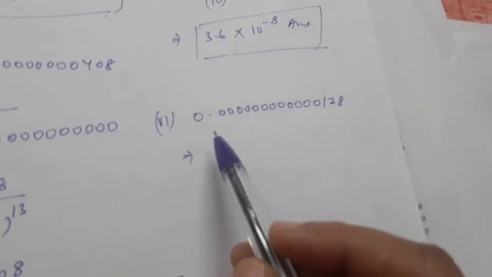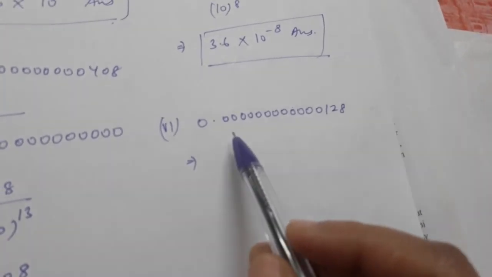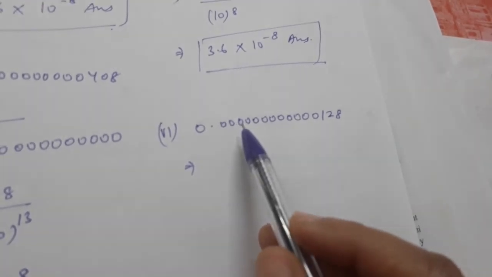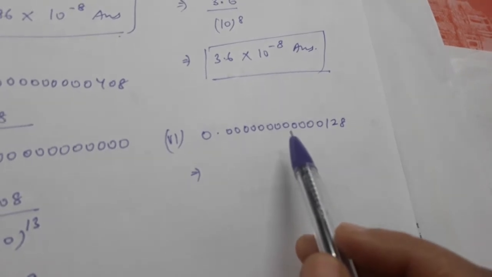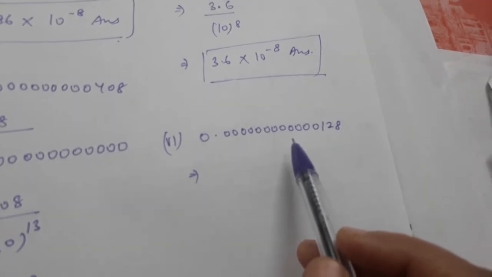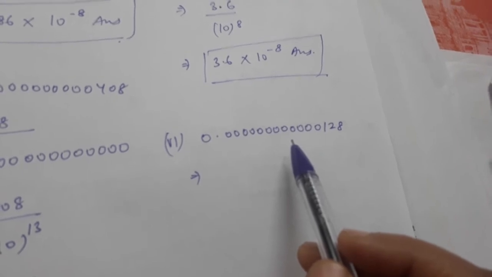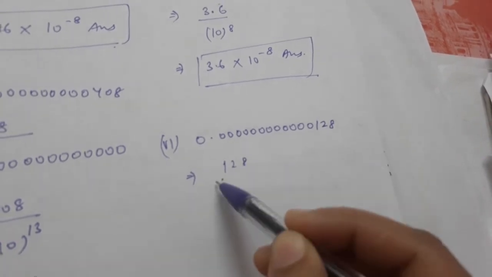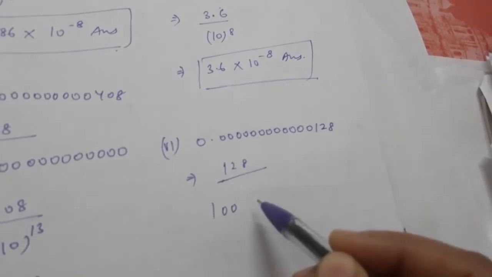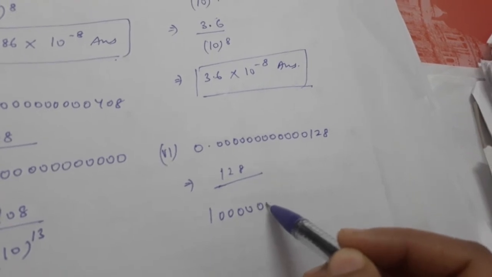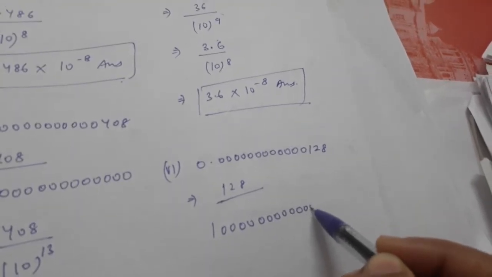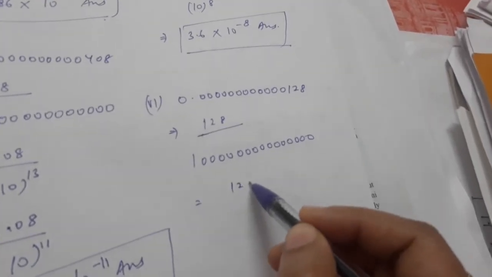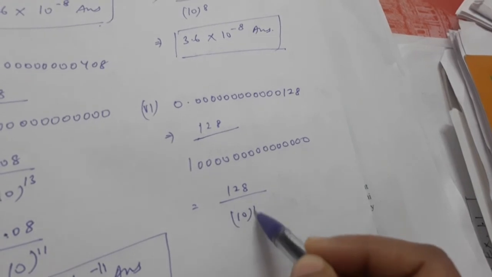So in our last option, 0.0000000000000128 is the number. After the decimal, how many numbers are there? 15 numbers are there. So how would we write it? 128 by 15 times 0. So the next step would be 128 over 10 raised to the power 15.